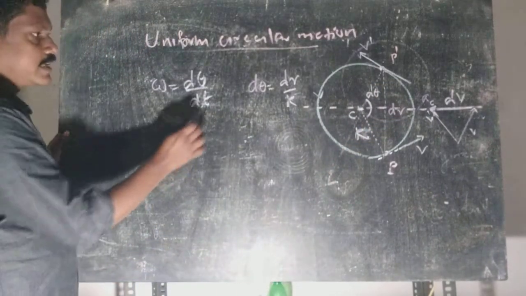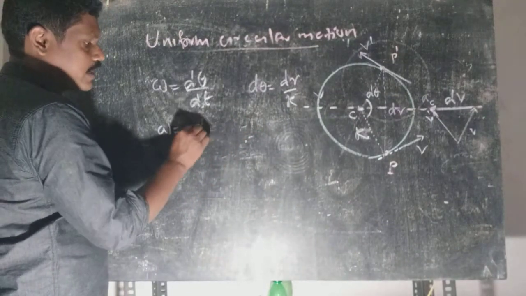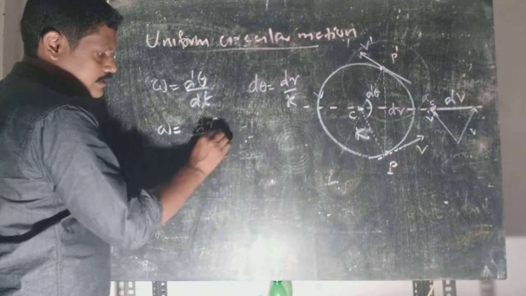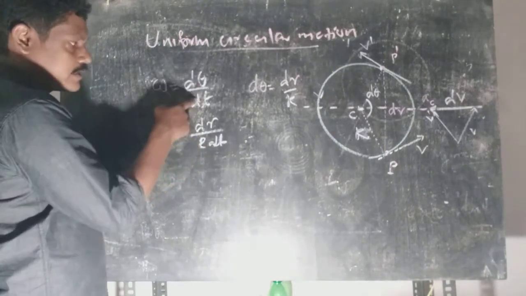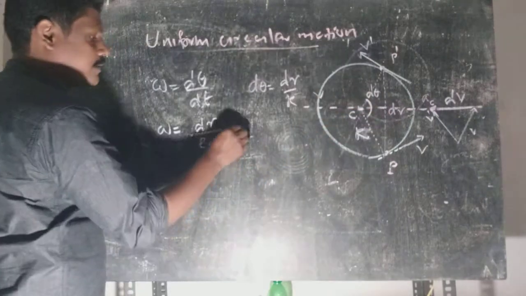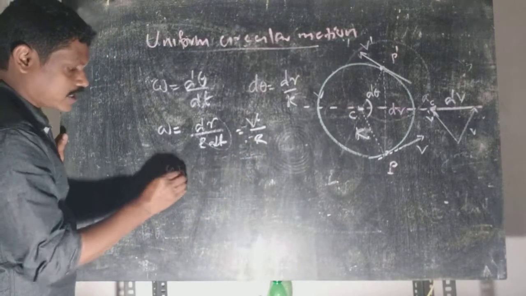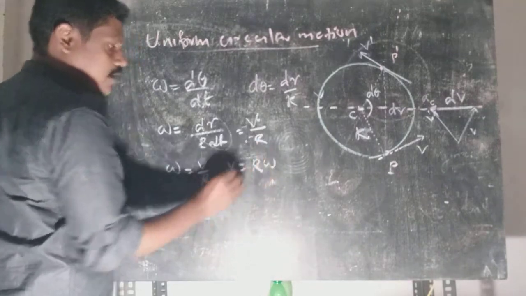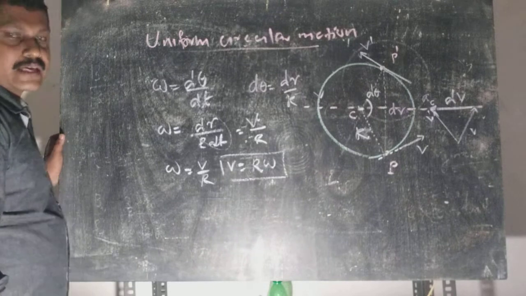So we can see that d theta equals dr by r. So we can write omega equal to dr by r dt. Then dt is in the denominator. What is dr by dt? Linear displacement by time. It is linear velocity. So we can write angular speed equal to v by r, or the linear velocity is related to angular velocity omega as v equal to r omega. V equal to r omega.